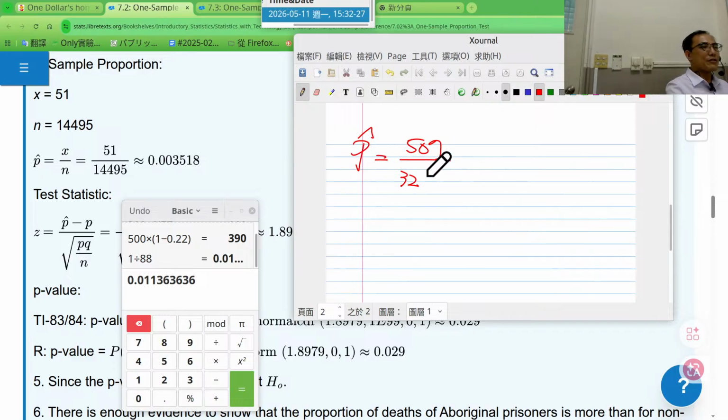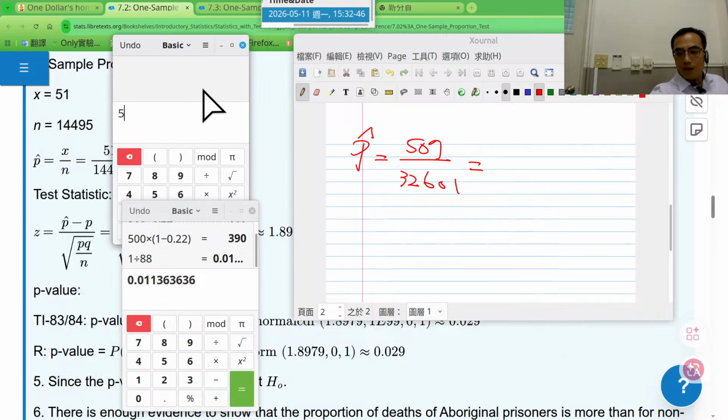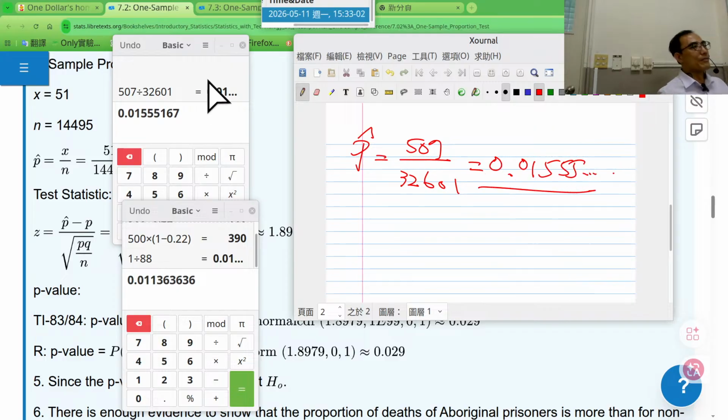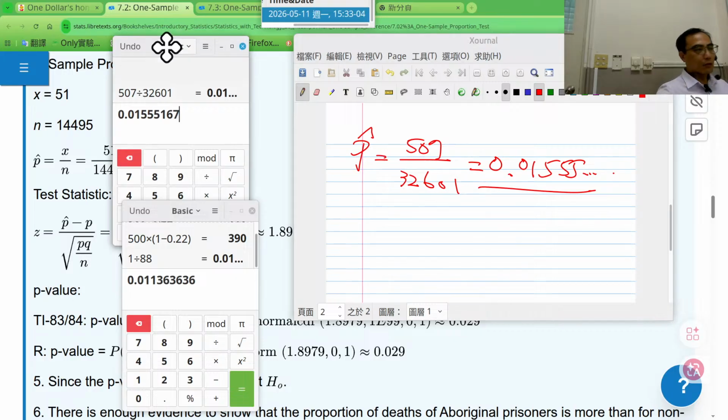Can you tell me the number? 601. Oh, thank you. So the proportion here, after the calculation, 507 divided by 32,601 is 0.0156. Okay. And next, how to calculate the z-score.